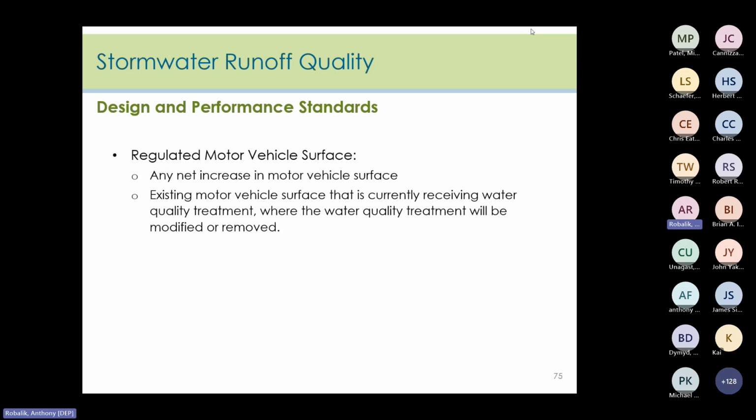So regulated motor vehicle surface can mean more than just a brand new paved parking lot. It also includes pervious areas that are intended to be used by motor vehicles. Additionally, motor vehicle surface that is currently receiving water quality treatment by vegetation or soil, by an existing stormwater management measure, or by treatment at a wastewater treatment plant, where that water quality treatment will be modified or removed, is also considered regulated motor vehicle surface, and it will count towards that quarter-acre trigger.